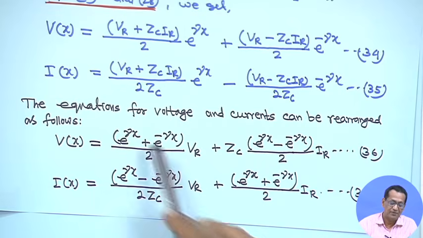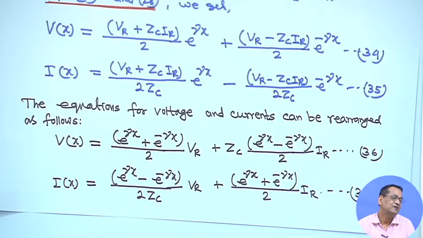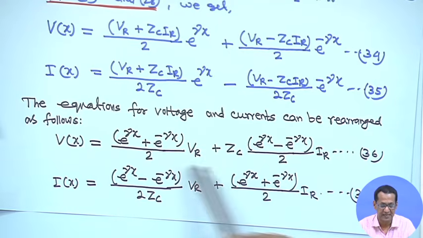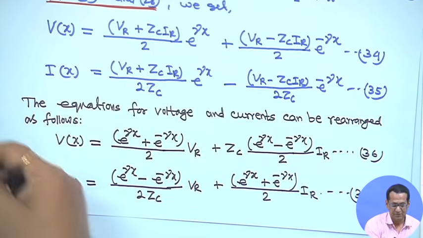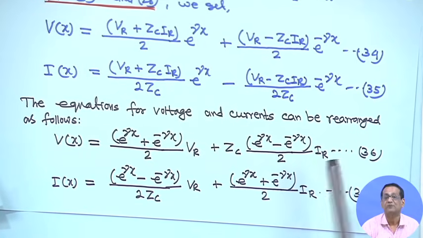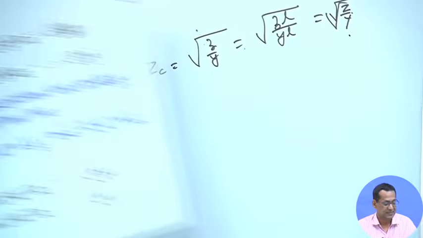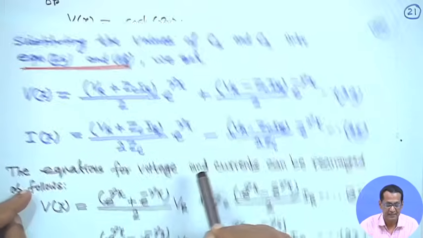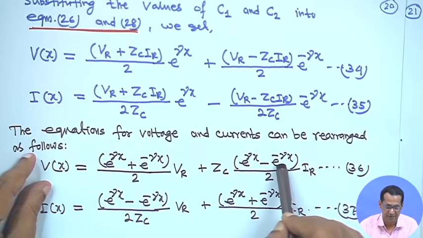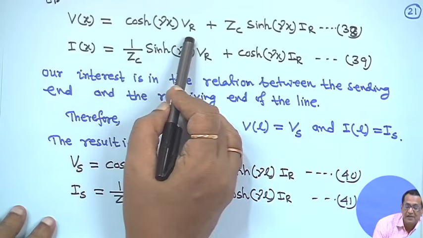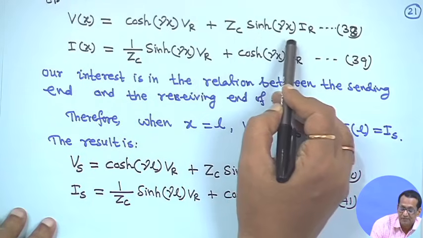That means V x and I x we got in terms of V r and I r, by putting all those initial conditions, with some constants. Therefore, this term is actually cos hyperbolic and this term is actually sine hyperbolic, gamma x. So, this equation can be written as V x is equal to cos hyperbolic gamma x into V r plus Z c sine hyperbolic gamma x into I r.